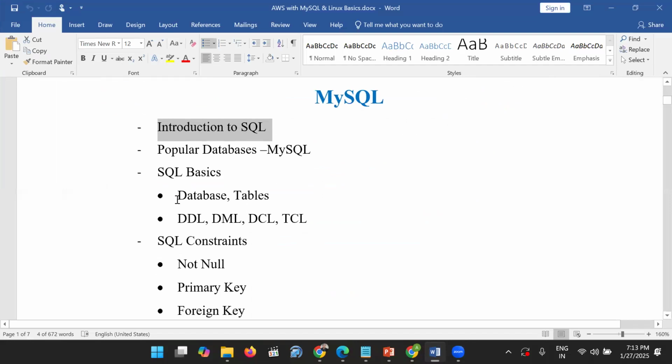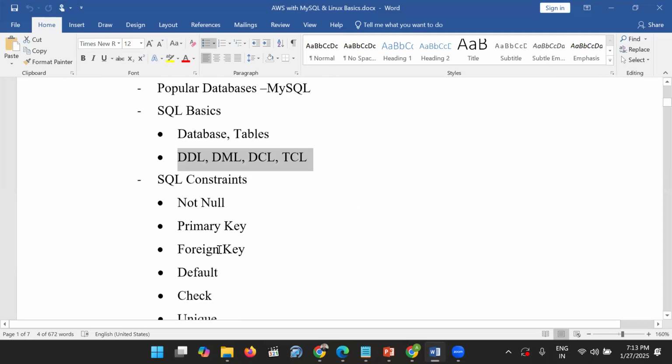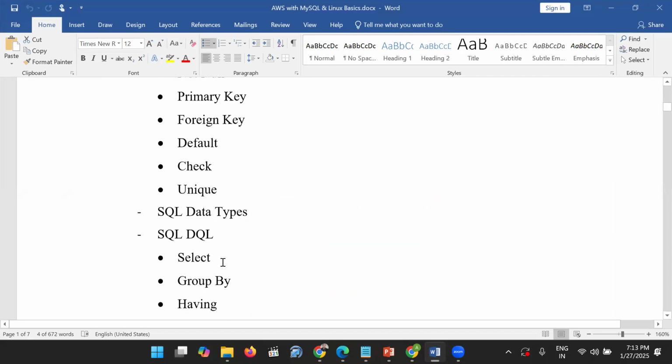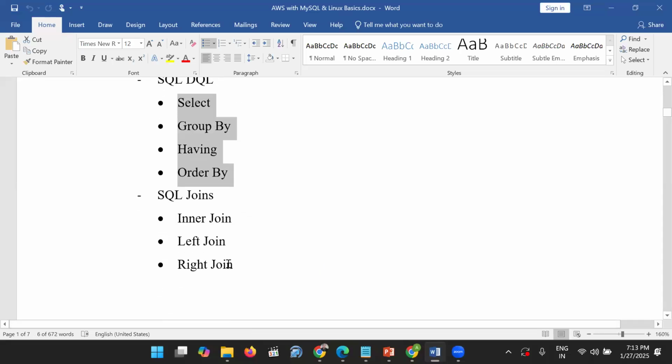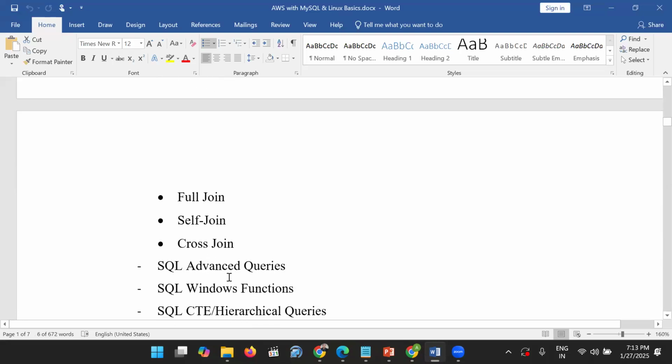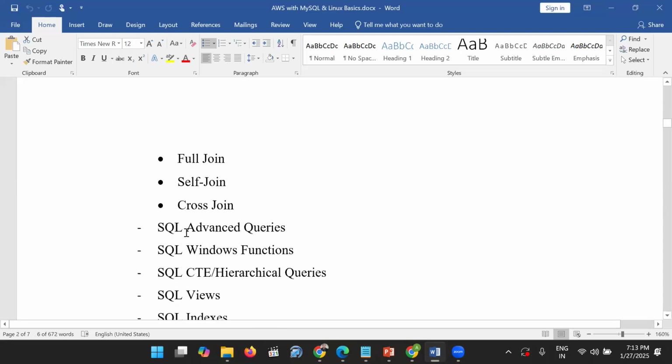And I have to cover DDL, DML, DCL, TCL, and SQL constraints. And then the SQL data types, and the DQL, data query language. SQL joins also I can cover. All those things I am exploring using data sets.